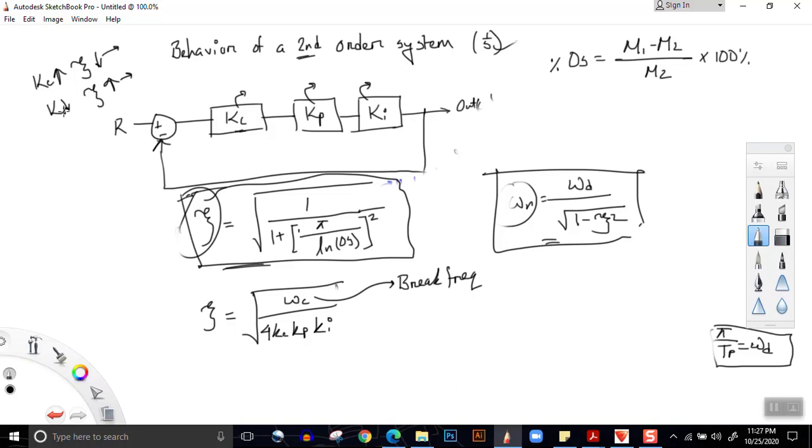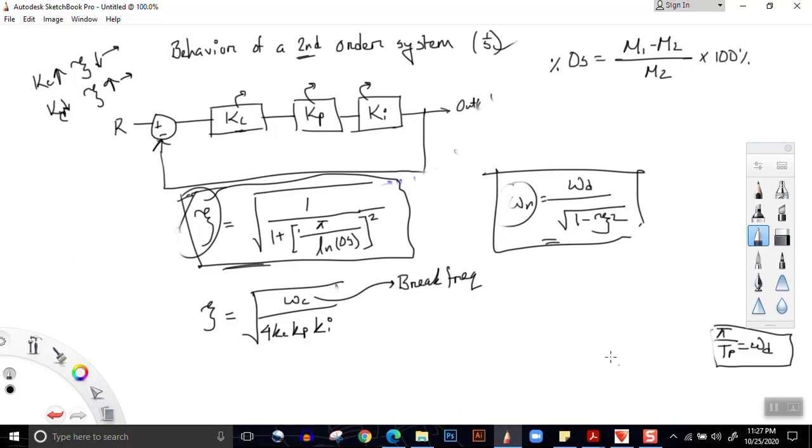So by controlling Kc, we can actually control the overshoot or the damping factor. Since the overshoot is directly related to zeta, we can control the overshoot by controlling Kc. And we will see in the experiment that if we increase Kc, overshoot increases. Now, that is the role of Kc.